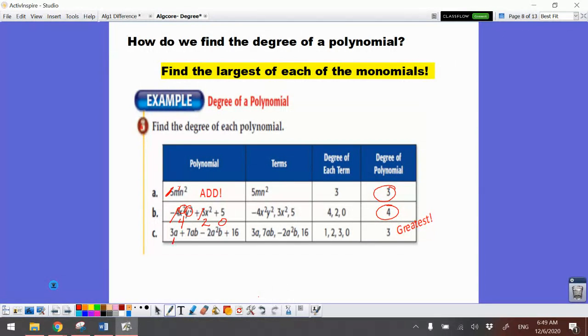Okay, let's look at this one. This one has a degree of 1. This one has a 2. This one has a 3, and that's a 0. Remember, these numbers cross out. The largest of these numbers is a 3. Okay, so the degree of that polynomial is a 3.